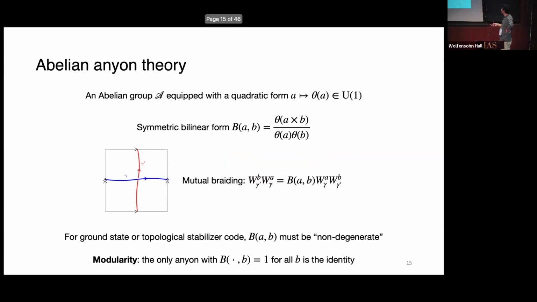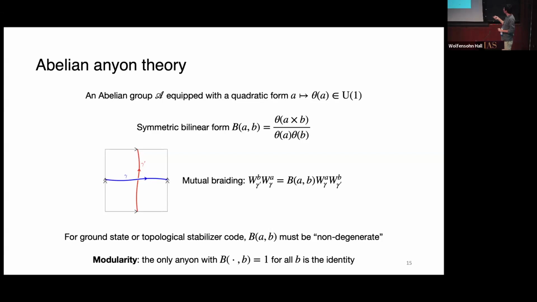All right, so at this point, we have defined the abelian anyon theory out of a stabilizer state. Okay, so we have an abelian group of anyons. It's equipped with a quadratic form, that's a map from every anyon type to a phase factor, theta of a, that gives you the exchange statistics. And that's really all the information you need. That specifies the entire anyon theory. Okay, you don't need anything else.